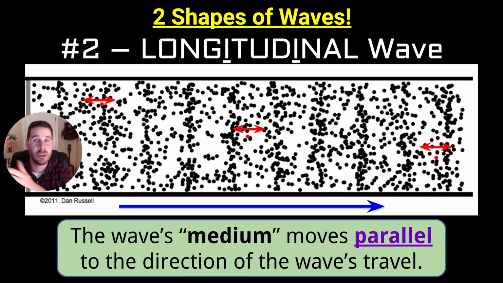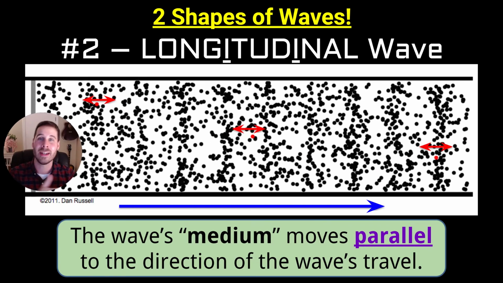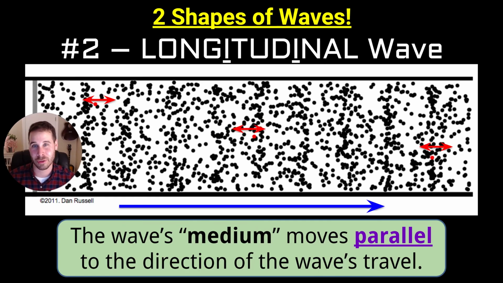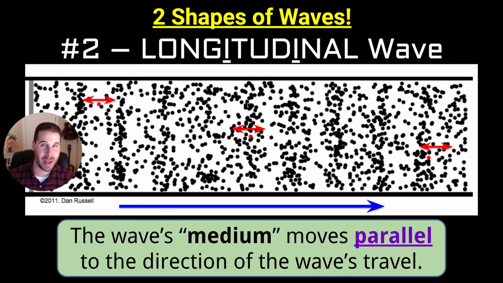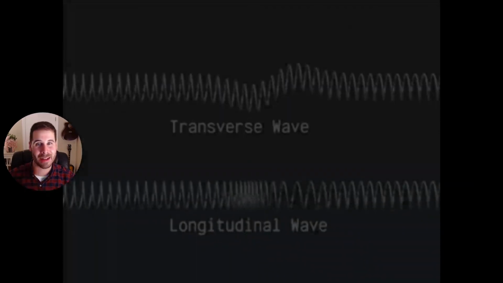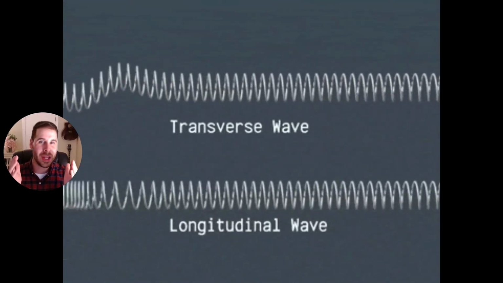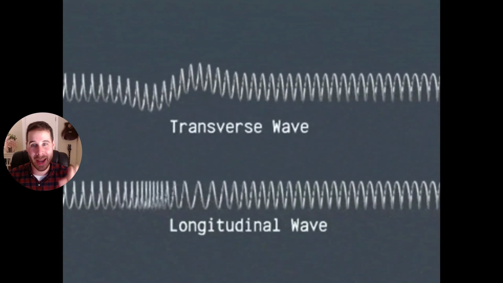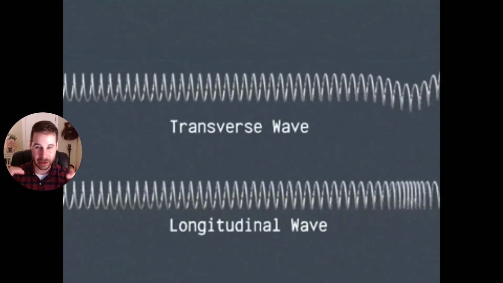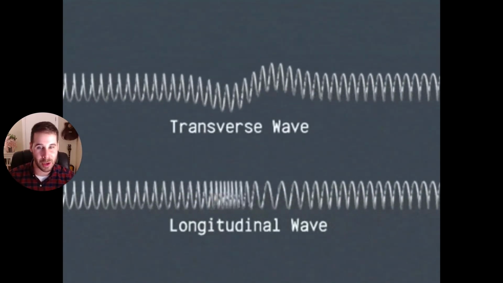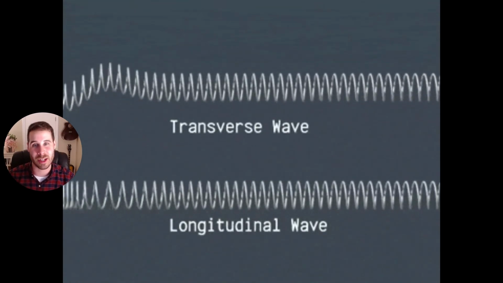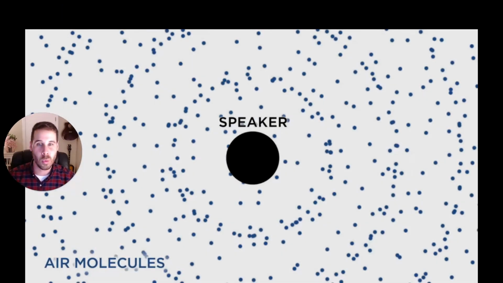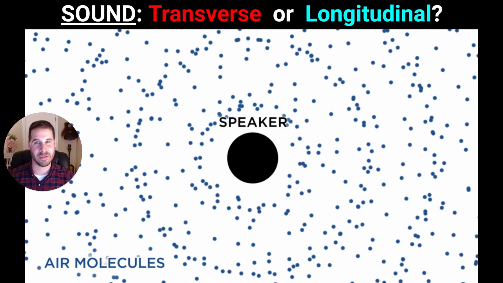So for a longitudinal wave, if the wave is moving left to right, then the material is also moving left to right. And now you know the 2 types of waves, which means you can now answer this question. Between transverse waves, which look like S's because they travel one way and oscillate another way, and longitudinal waves, which travel one way and oscillate in that same orientation, between those 2, which one describes how sound waves work?